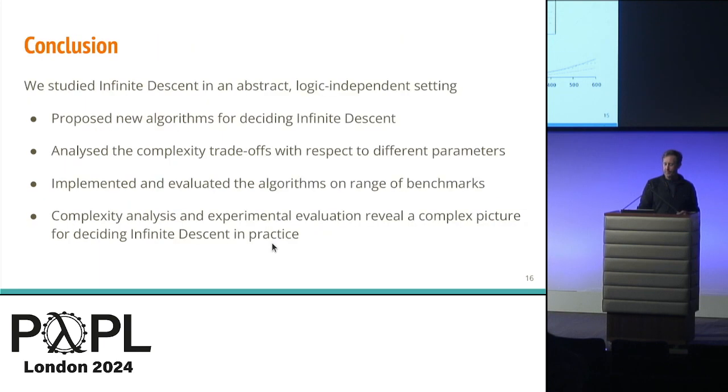So just to sum up, we studied infinite descent in an abstract, logic-independent setting. We proposed two new algorithms for deciding the infinite descent property. We analyzed the complexity trade-offs inherent in the different algorithms and experimentally evaluated them as well.